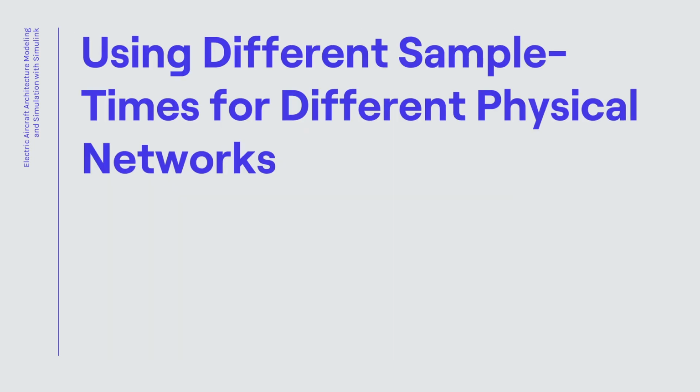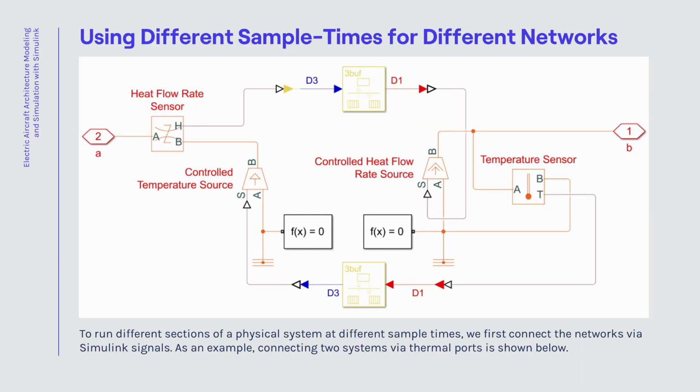Moving on to our next section, we will explore how to configure a model that uses different sample times for different physical network segments. The premise is this. When we are constructing a physical system model that incorporates different physical domains, we recognize the following. A single sample time across the entire network may not be optimal for efficient execution.